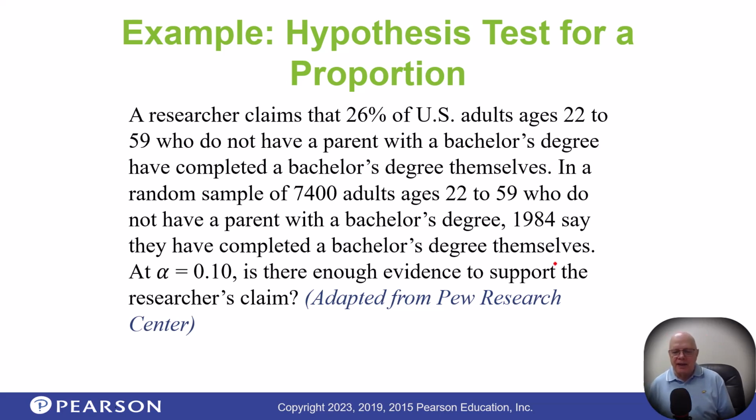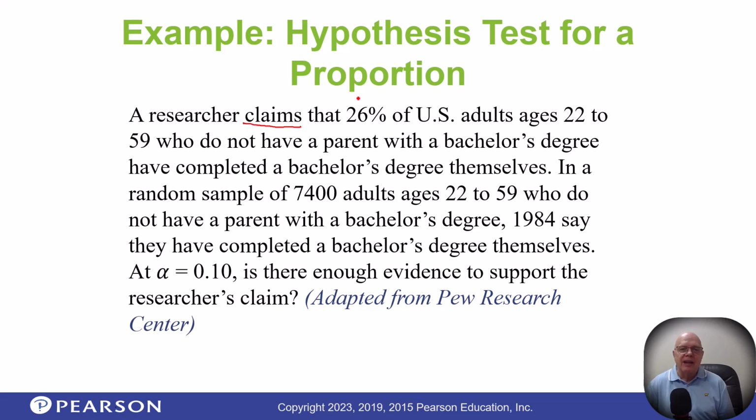You want to try that again? Of course you do. You don't learn something the first time over. All right, first of all, you notice there's a claim right above. So the researcher claims that 26% of U.S. adults aged 22 to 59, who do not have a parent with a bachelor's degree have completed a bachelor's degree themselves.